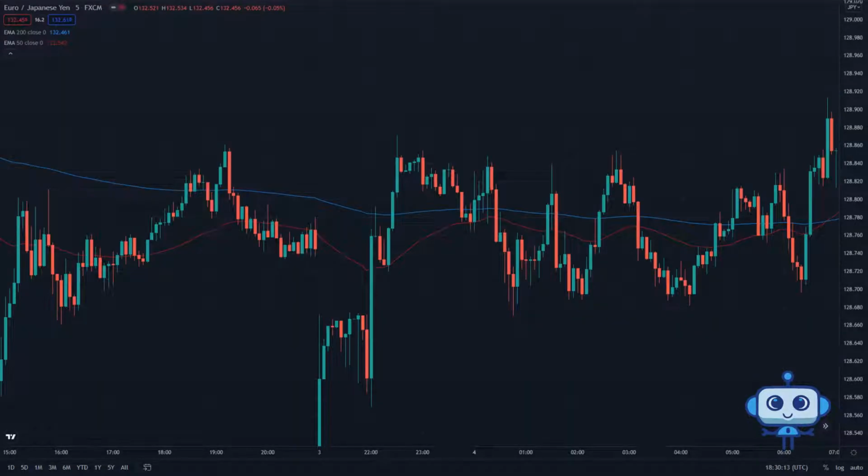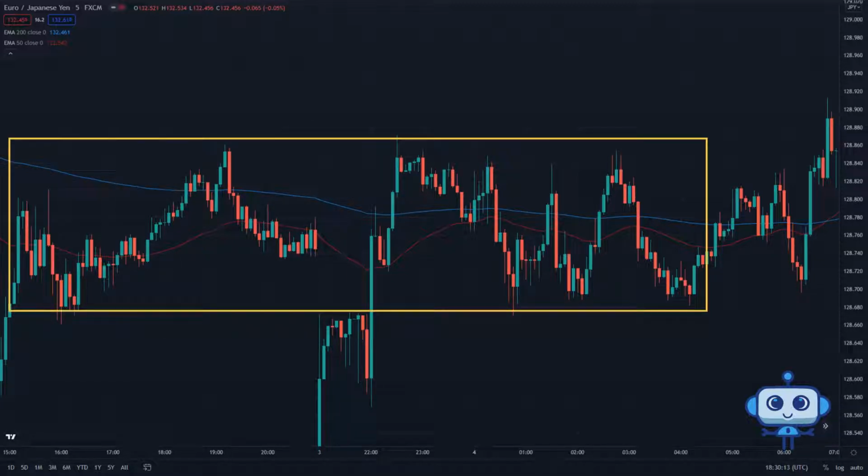Now, let's look at our strategy in action. Following our strategy, 2 exponential moving averages, with 50 and 200 periods, are applied on your JPY 5 minutes chart. The 50 period EMA color is red, while the 200 EMA color is blue. You can see that the market has been largely trading sideways.